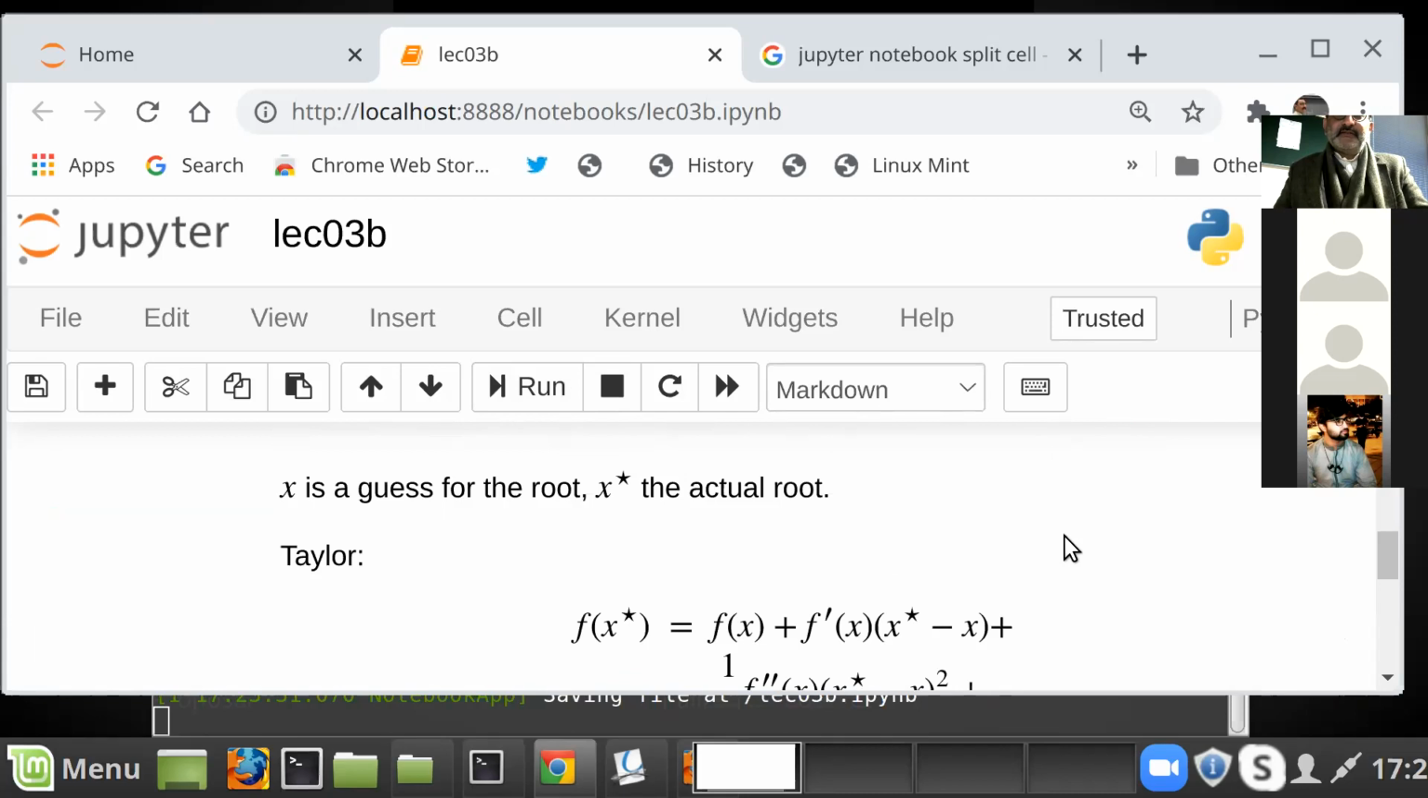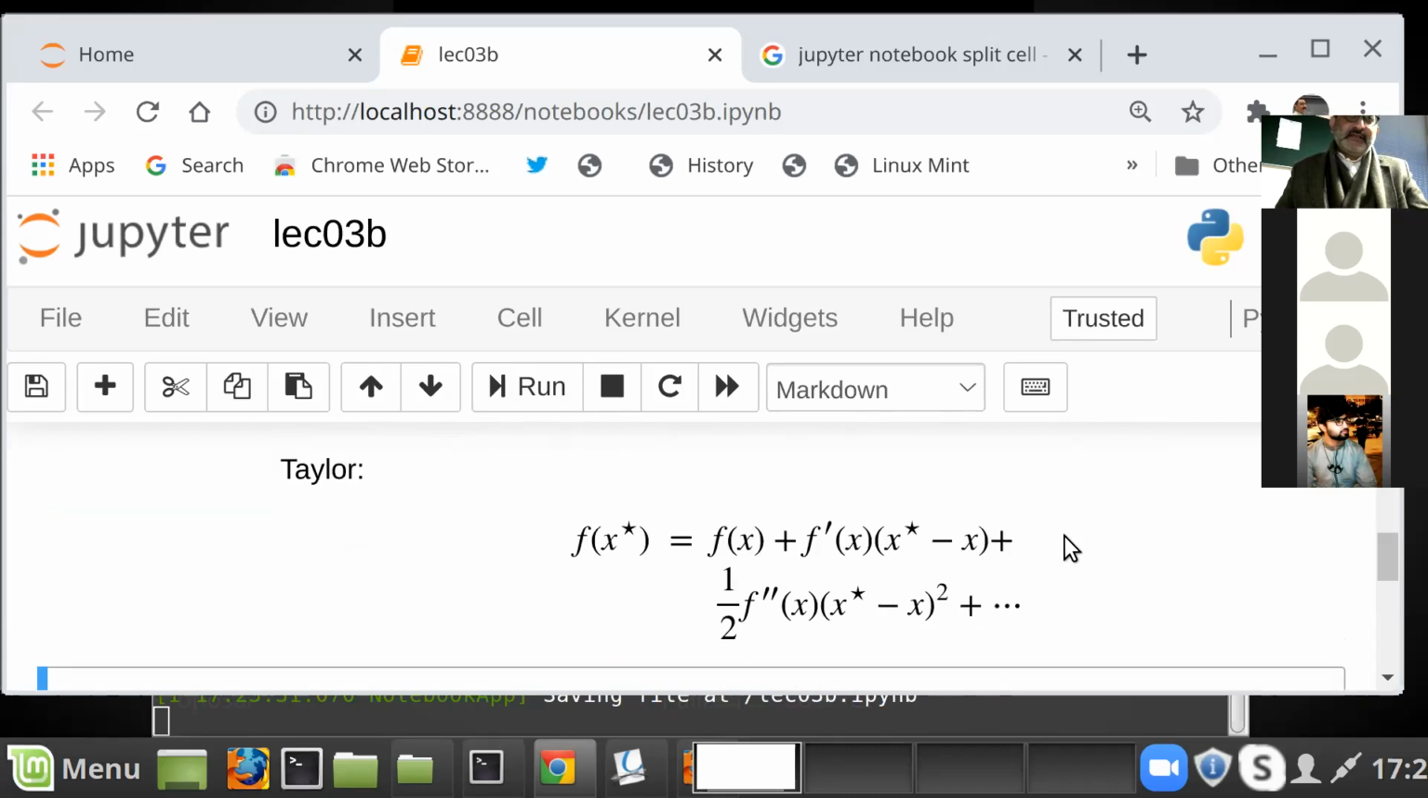Now, remember Taylor series, right? Think of x star as x plus h. Wherever you are, plus h takes you to the actual root. So f of x plus h is f of x plus f prime of x times h, where h is the difference between x star and x, plus 1 over 2 factorial times f double prime of x times h squared, plus terms in h cubed, h to the 4th, and so on and so forth. So you have this infinite Taylor series, right?